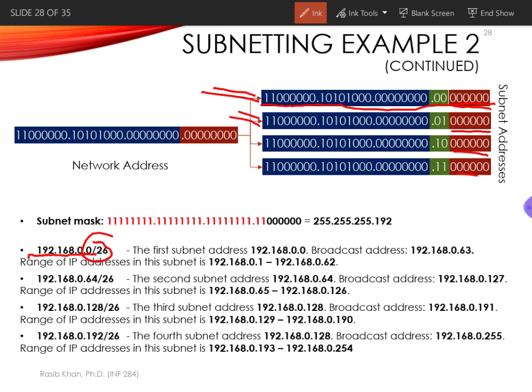Similarly, for the second subnet, if we convert this whole binary number into 4 octets, we get the decimal 192.168.0.64/26. For the third, the IP address converts to 192.168.0.128/26. And for the fourth and final one, we have 192.168.0.192/26.